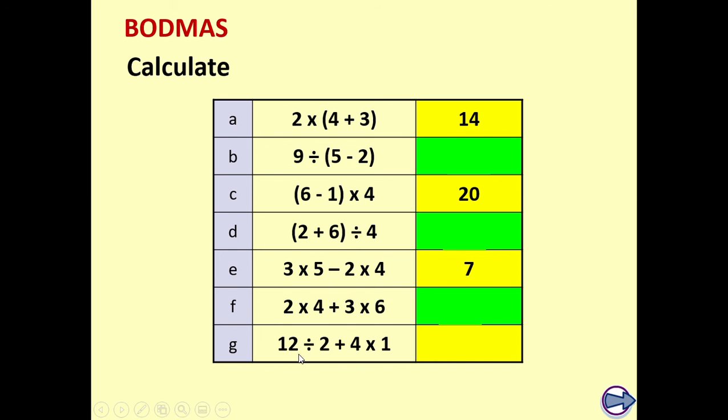G, we do the divide. 12 divided by 2, which is 6. We do 4 times 1, which is 4. 6 plus 4, you get the answer 10. Okay, going up to the green ones now. So part B, 5 take away 2, we do first, which is 3.